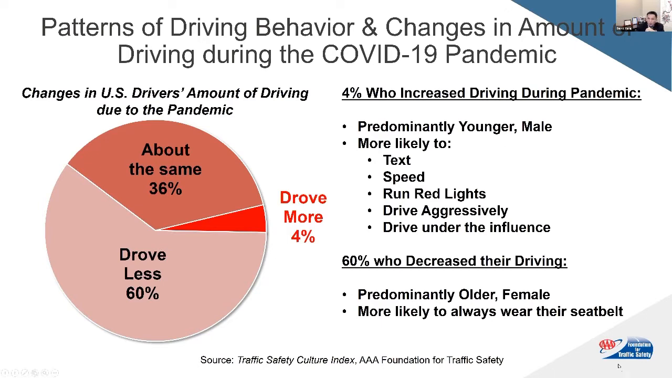Of the 60% who decreased their driving, they are safer drivers, older drivers, female drivers, people who are more likely to wear their seatbelt when they drive. So this behavior is telling us something for us to think about as a group as we move forward. We are getting less traffic, fewer vehicles on the roadway. However, we see an opposite effect: we actually see an increase in fatalities on the roadway.